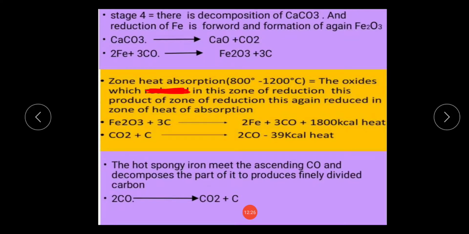Now we discuss another reaction which is conducted in the zone of heat absorption. Such reaction is the carbon monoxide meets the molten metal and there is a decomposition that takes place. Such reaction is the carbon monoxide is decomposed to form carbon dioxide and carbon.